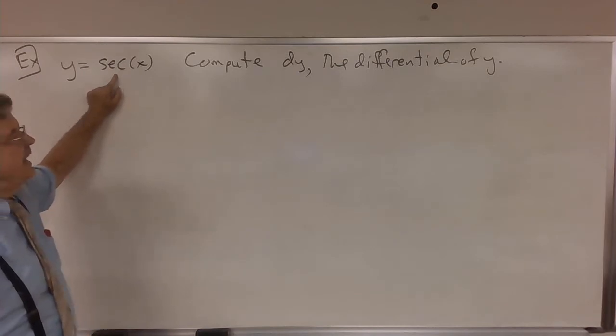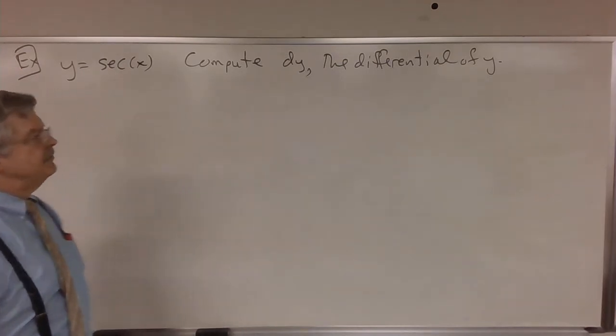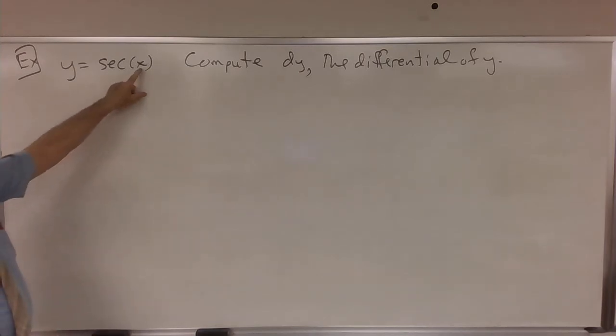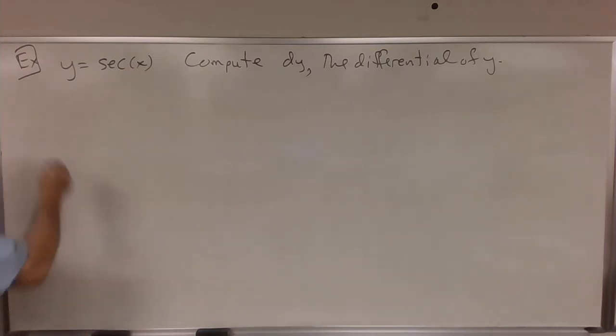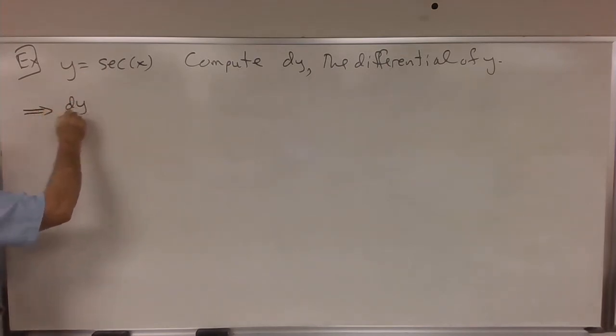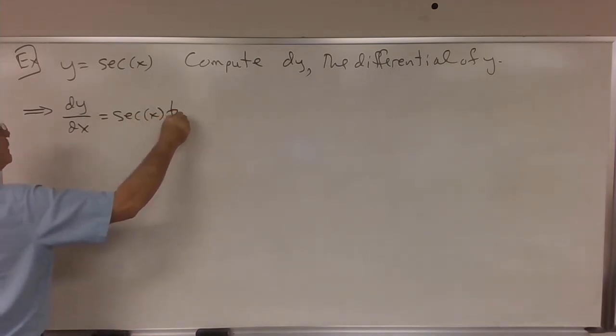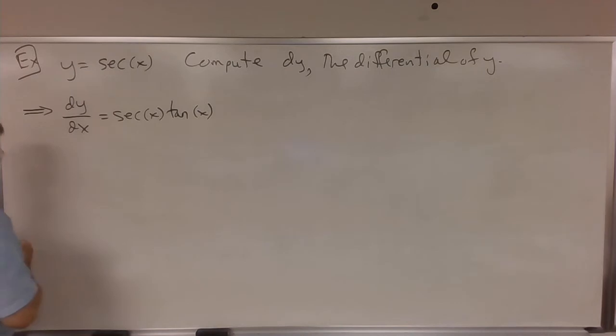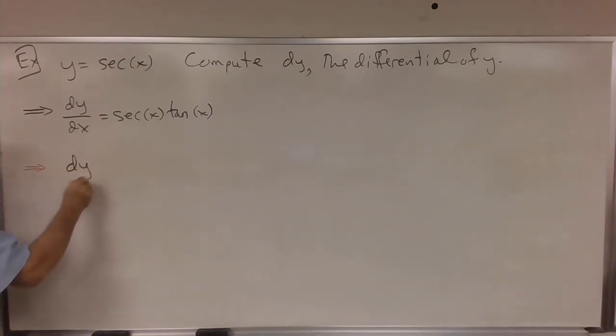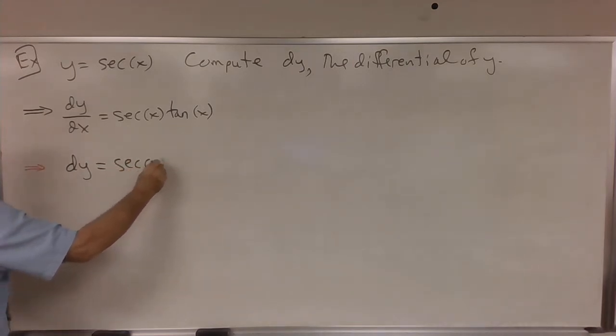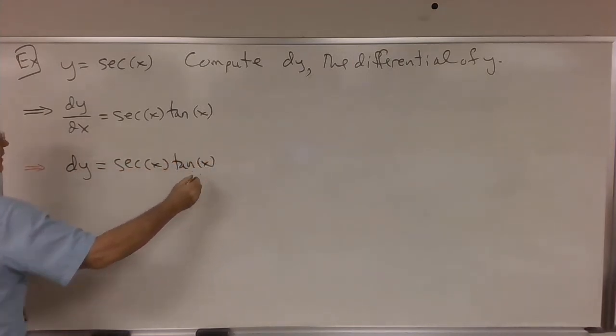y equals secant x. Compute dy, the differential of y. We'll compute the derivative of both sides with respect to x. And we get secant of x, tangent of x. We have dy dx. We want dy, so what do we do? Multiply both sides by dx. And that gives us dy is secant of x, tangent of x, dx.